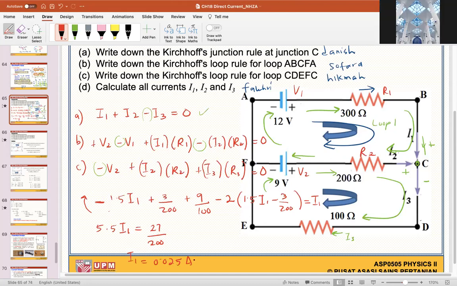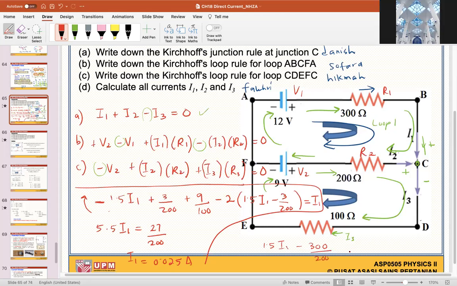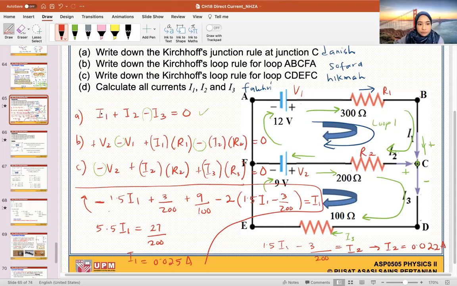Okay. Then for I2, we're using 1.5 times I1 minus 3 over 200. It should be 3 over 200, not 300. Oh, okay, 3 over 200 equals I2. So I1 dah kita tahu, substitute. I2 dapat 0.022. And then I3 from here, 0.022. Dapat I3 as? I got 0.05 ampere.